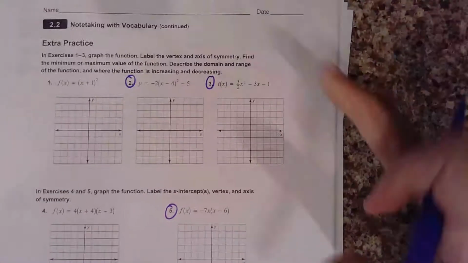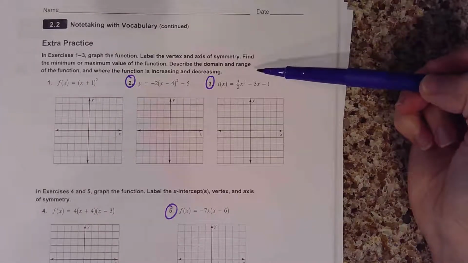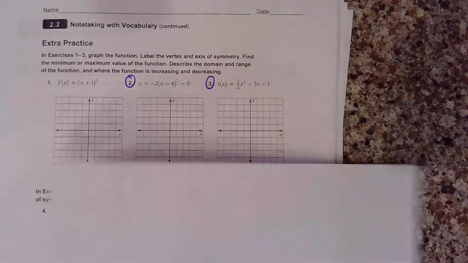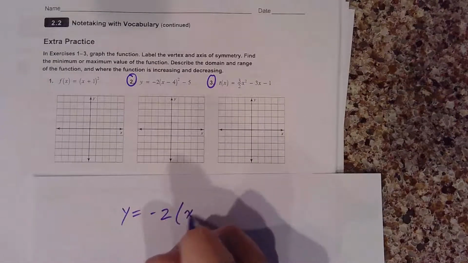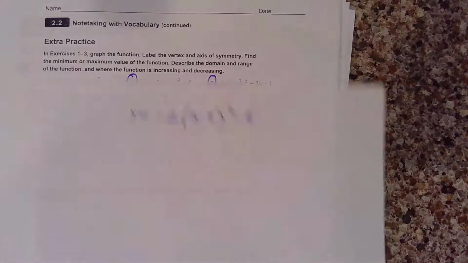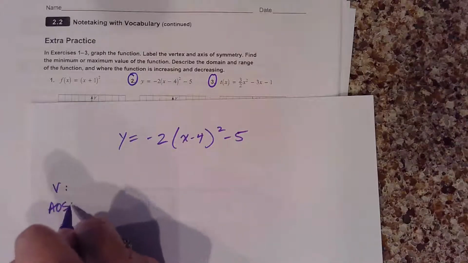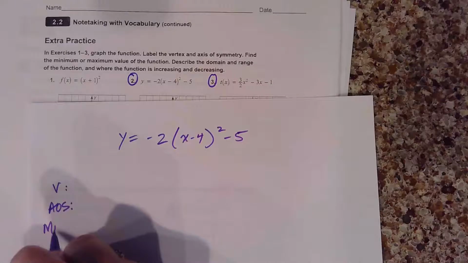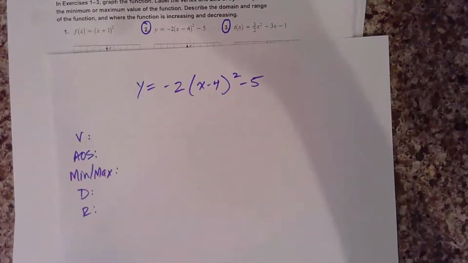It says, label the vertex and axis of symmetry after you graph it. Find min or max, describe the domain and range of the function, and where the function is increasing and decreasing. This is a lot of stuff to put on this little piece of paper, so I'm going to do this on a separate sheet. You can squeeze it in here if you so choose. If this is my function, I'm asked to find the vertex, the axis of symmetry, the min or max, and the domain and range. So lots of information in one little example.